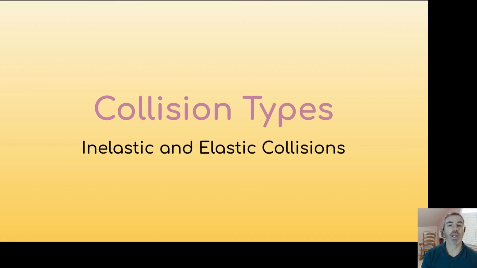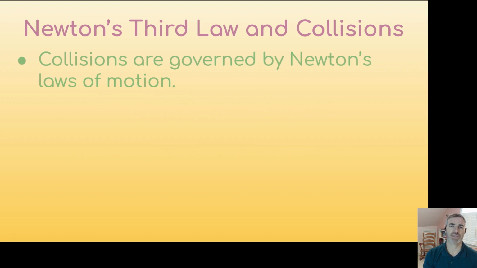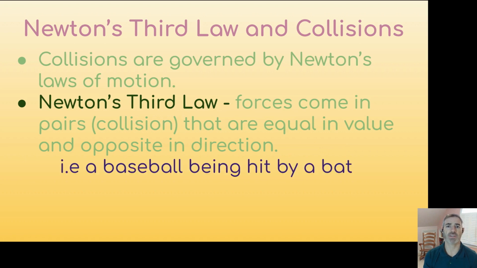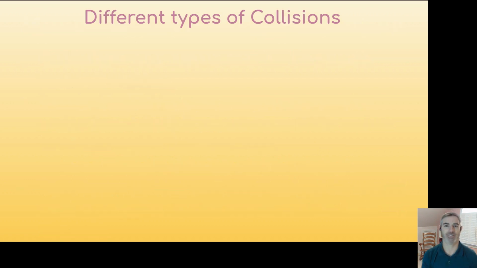In this video, we're going to be talking about collision types, and the two types of collisions we're going to talk about are inelastic and elastic collisions. Now, Newton's third law governs all collisions: forces come in pairs during a collision that are equal in value and opposite in direction. An example is a bat hitting a ball. The force that the bat exerts on the ball is equal and opposite to the force the ball exerts on the bat.